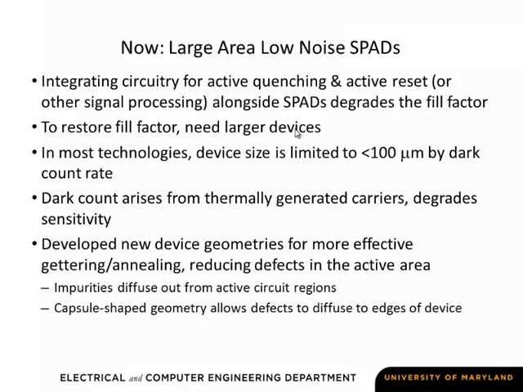The challenge, of course, is that in CMOS we want to have the detectors coupled with circuitry. In order to put the circuitry along with the SPADs, you're always going to face some sort of degradation of fill factor. If we want to get back fill factor, we have to put in larger devices, but putting in larger devices brings back the problem of dark current.